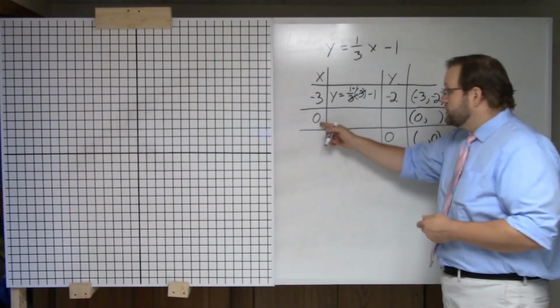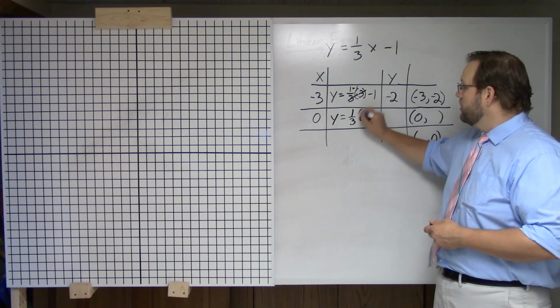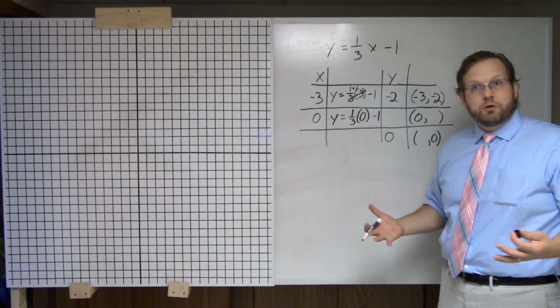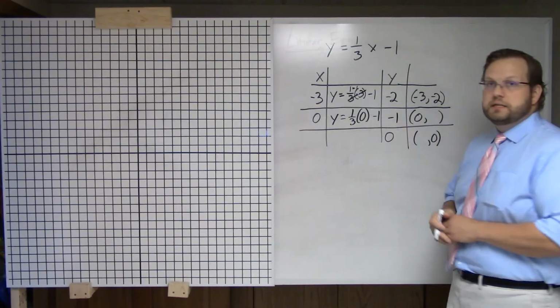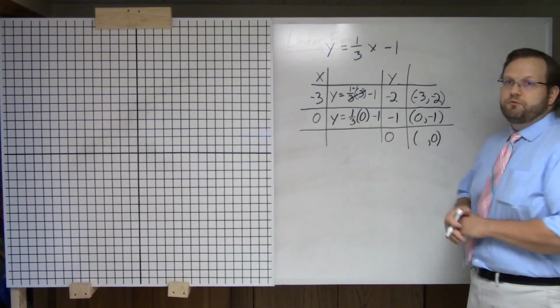Okay, let's go to this next one. I've got y equals 1/3 times 0 minus 1. 1/3 times 0 is 0. Minus 1 is -1. So when 0 is x, -1 is going to have to be the y.